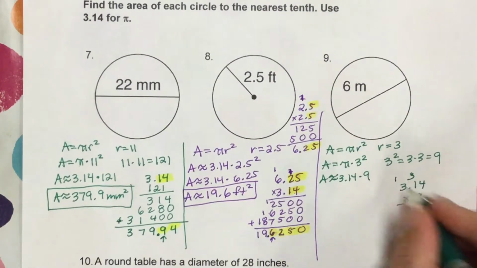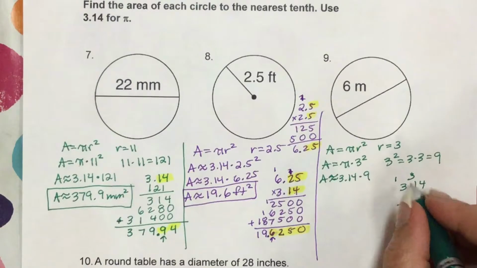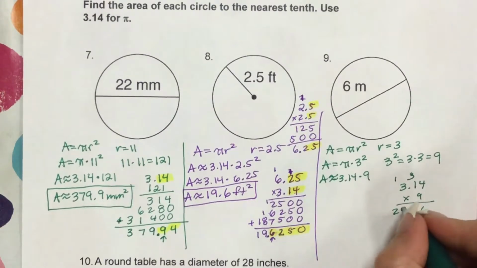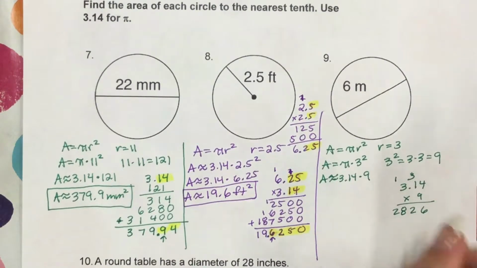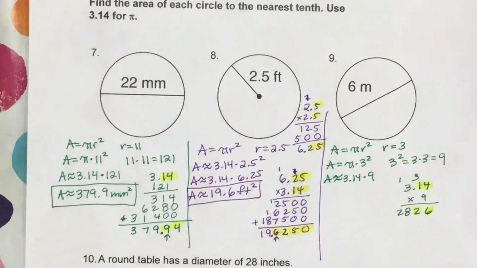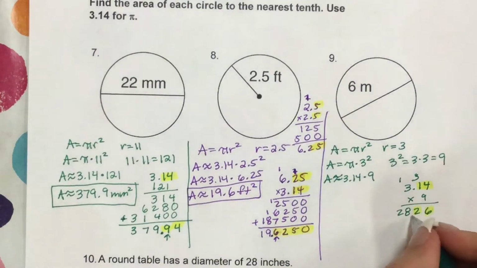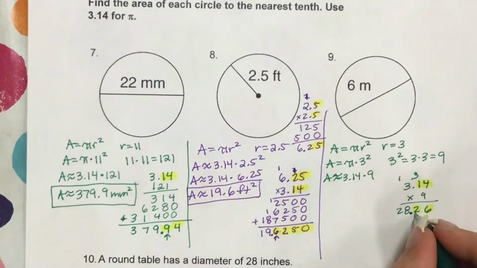Write the 2, carry the 1. 9 times 3 is 27, plus 1 would be 28. And yeah, now we just need to count up the decimal places in the problem. So there's 1, 2. That means there's going to be 2 in our answer. So that means our answer is going to be 28.26. This is the tenths place.